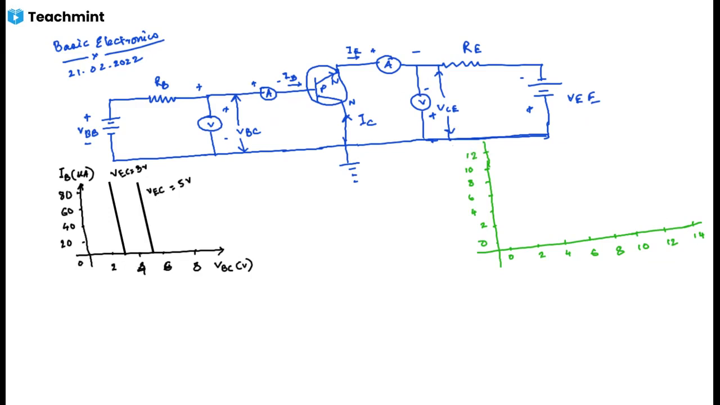So this is 12. This is -1. Okay. So if I draw the curve now, we'll see.